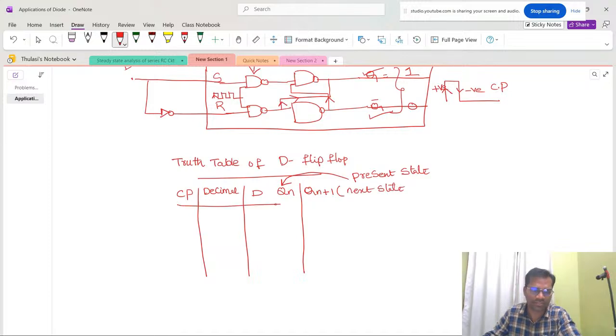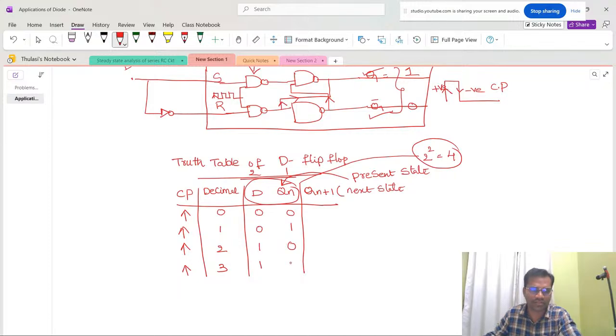Now let us try to see here. How many inputs are there? Two inputs are there. With two inputs, the number of possible combinations is 2 to the power 2, which is equal to 4. So this is clock pulse 1, this is clock pulse 2, this is clock pulse 3, and clock pulse 4. This is a positive edge triggered clock pulse, and the decimal values are 0, 1, 2, 3. These are nothing but the binary values, so 0 0 you can write down as 0 0, here 0 1, here 1 0, and 3 we can write down as 1 1.